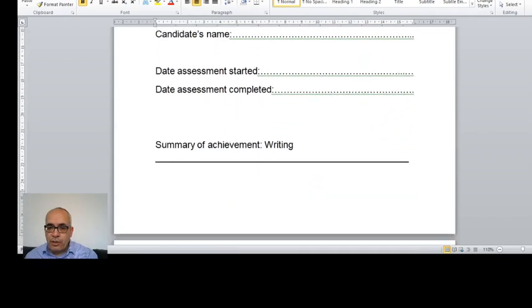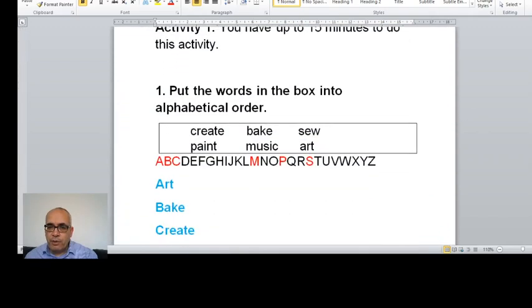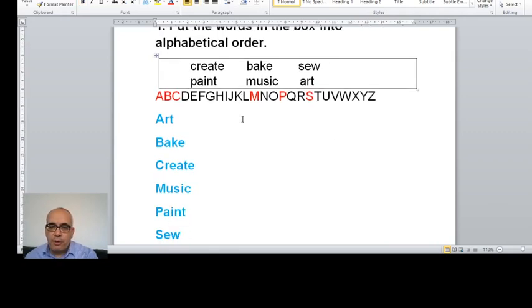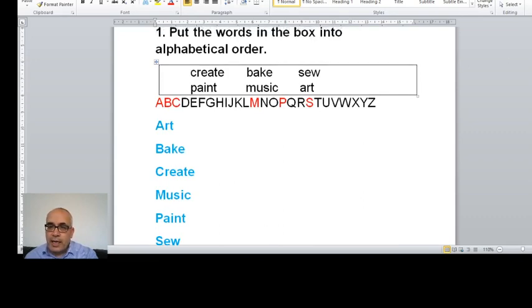Now, let's look at the questions. The first question is, put the words in alphabetical order. Now, the best way to do this exercise is to write all the letters of the alphabet on the exam paper, and this will tell you which letter comes before which. So you can see A is before B, B before C, C before M, M before P, P before S, and that's the answer. Art, bake, create, music, P and S.